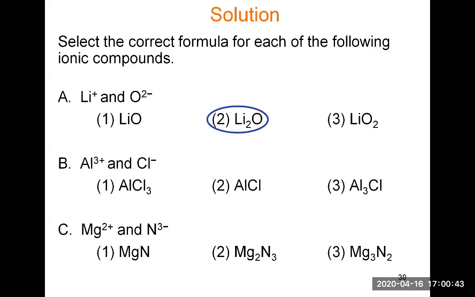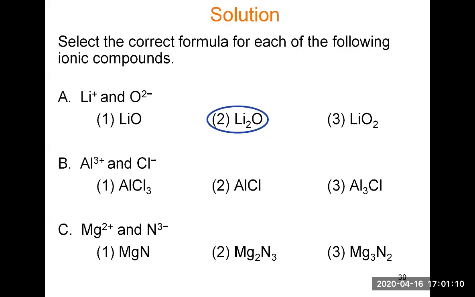It's the correct answer. You can check by verifying that 2 lithium with 1 positive charge each gives 2 positive charges in total, and 1 oxygen with 2 negative charges is 2 negative charges in total. So 2 pluses and 2 minuses cancel, and Li2O is neutral.